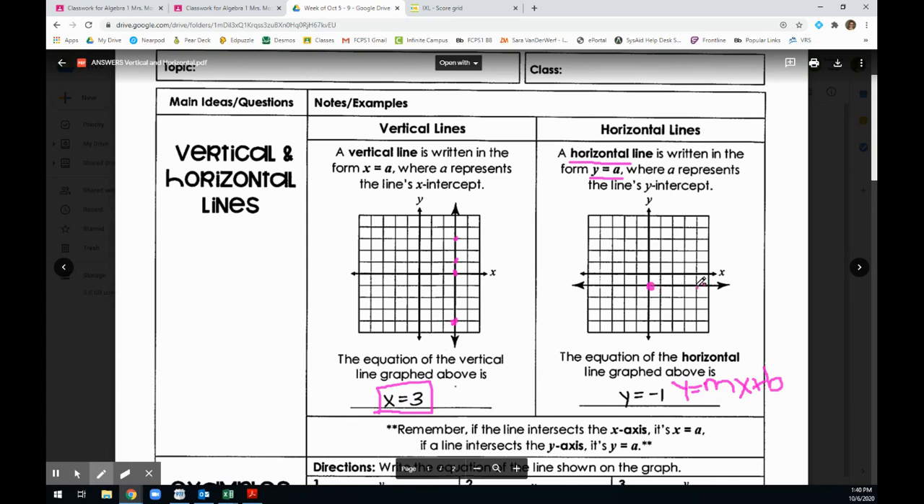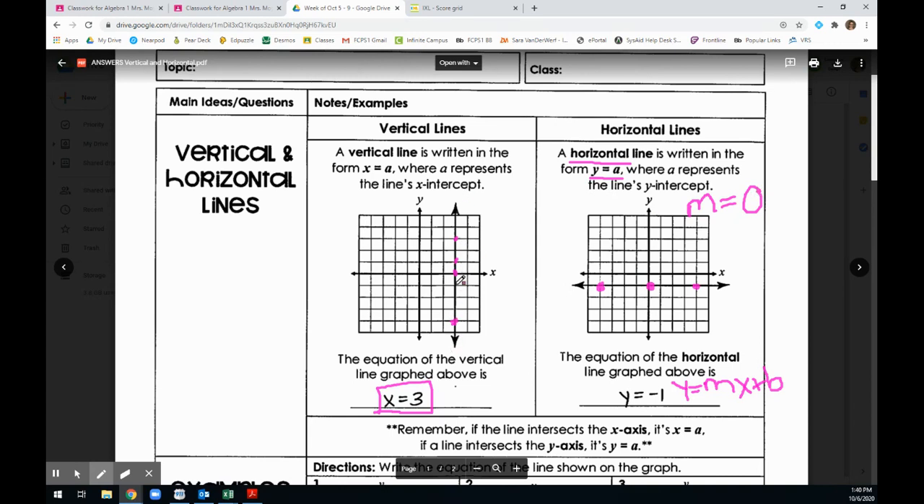No matter where you go on this line, once again, the value of y is -1. So it's quite the true statement. y equals -1. No matter where you go on this line, even though the x-coordinate changes, y is still -1. And that's how we get the horizontal line. And again, we said the slope of these lines is 0.